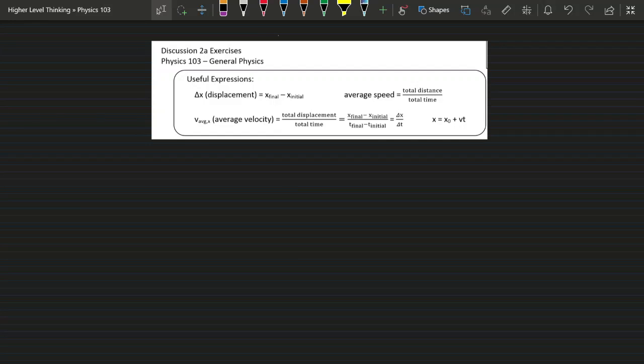In this equation review, we'll go over the displacement equation, speed equation, velocity equation, and also a position equation with constant velocity.